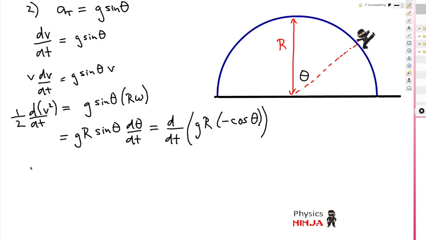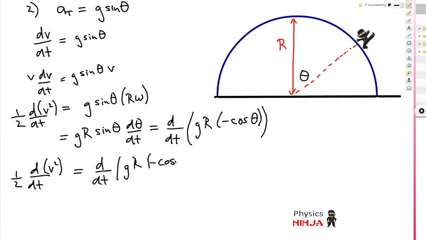Okay, at the end now, I'm left with just this expression: 1/2 d over dt of v squared equals d over dt of gr minus cos theta.